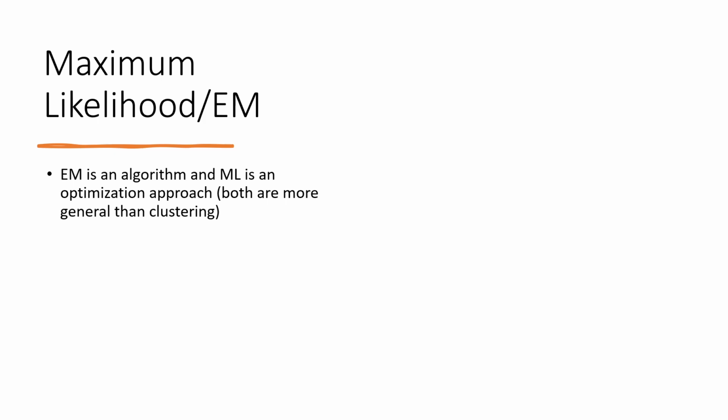As we talked about earlier, EM is an algorithm, and maximum likelihood is an optimization. We're maximizing a likelihood function or a log likelihood function. And both of these are much broader than just clustering in general. So it's worth mentioning that these things are not just for clustering, I guess is what I'm trying to say. These are broad approaches that can be applied in the world of clustering, but certainly aren't limited by it.